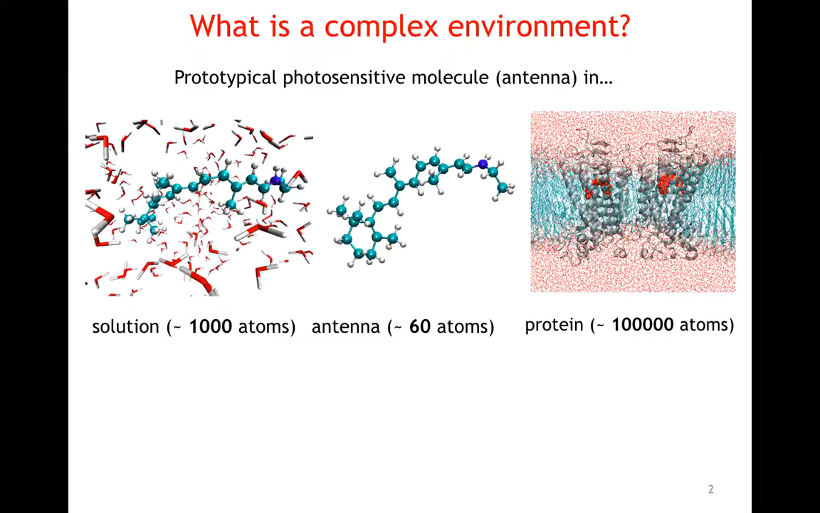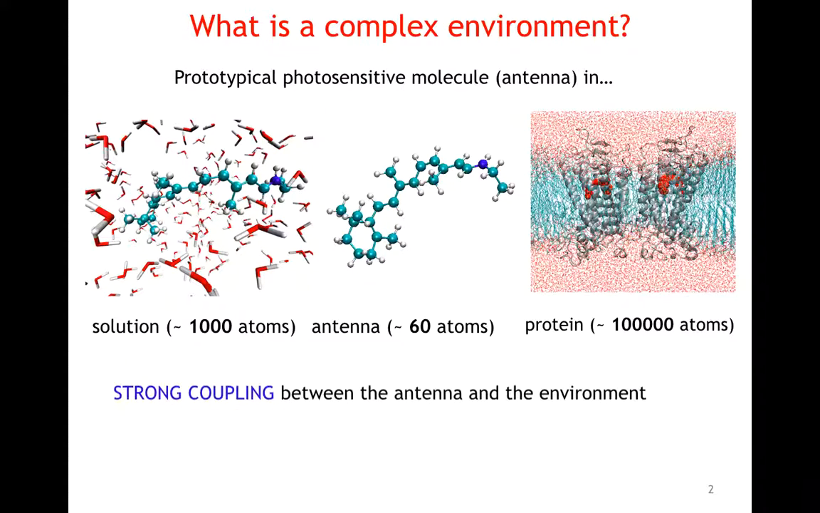So the typical system is built by a chromophore, so a molecule that absorbs light and gets excited to one excited state. This molecule is also called antenna, and usually in biological systems these antennae have a size of about 50-60 atoms. Around the antenna we can find an environment such as a solution, or even a more complex environment such as a protein matrix, where we have orders of magnitude more atoms.